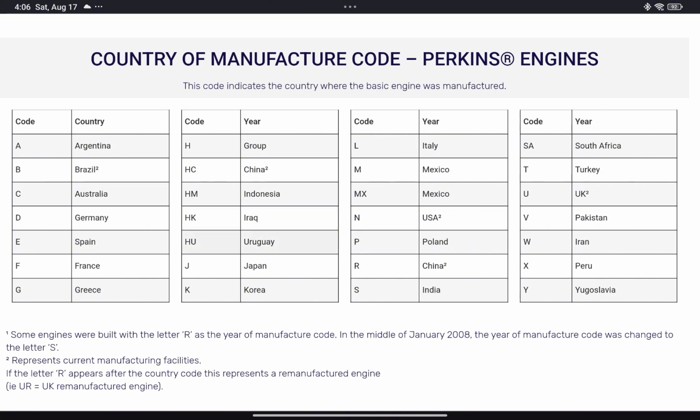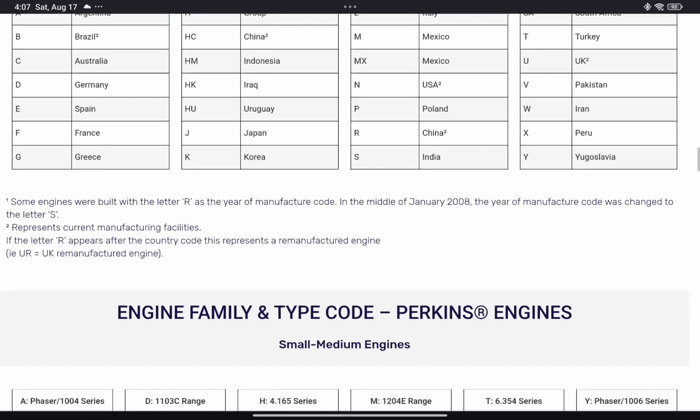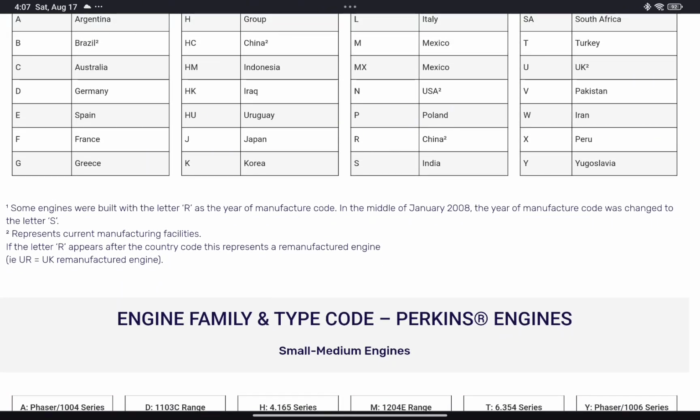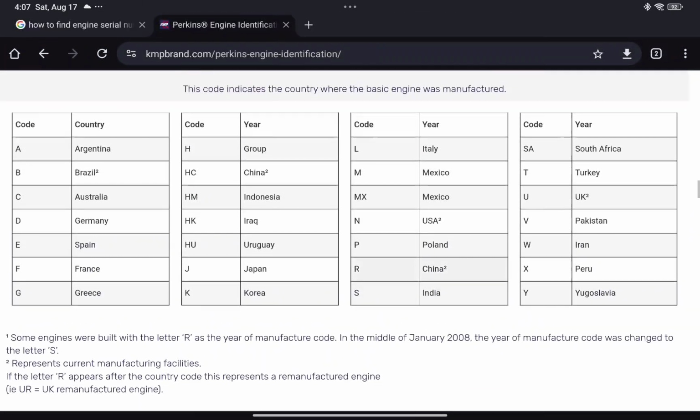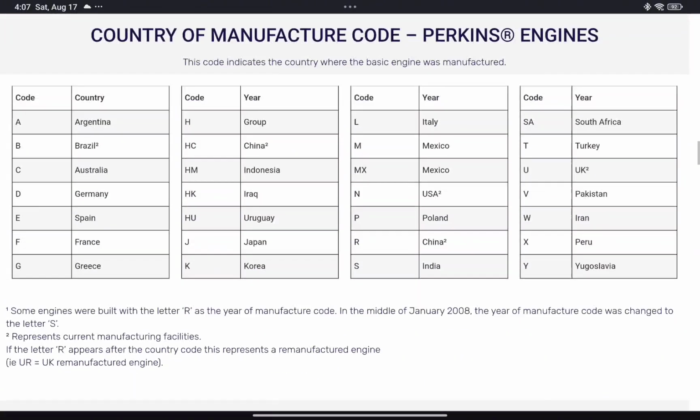For example, we're using here one from UK, so we can see which code is for the UK. It is the letter U, meaning that it is manufactured in the UK. So here you can easily identify which country your engine was manufactured in. That is very good for analyzing which code your engine has, so you have no doubts if you want to buy, about which place it was manufactured.